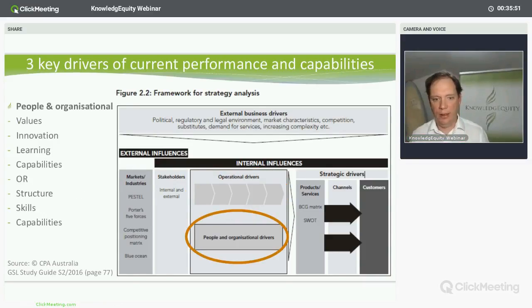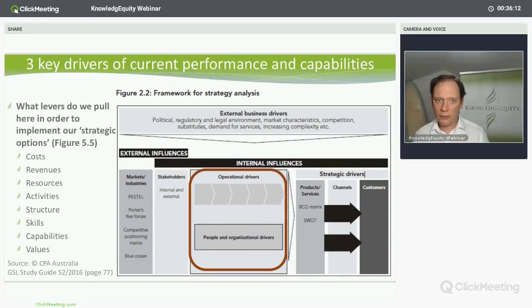Operational drivers, and people and organizational drivers, much more around learning, capabilities, development, and values. How do you deliver on them? You have to consider things like structure of the organization, shared values, skills, the things that are in the McKinsey 7S model that we'll come to in module 6. Then we have this thing of what levers do we pull in order to implement our strategic options.